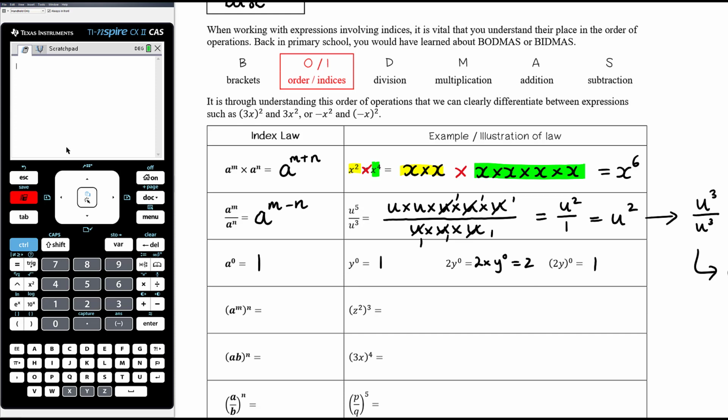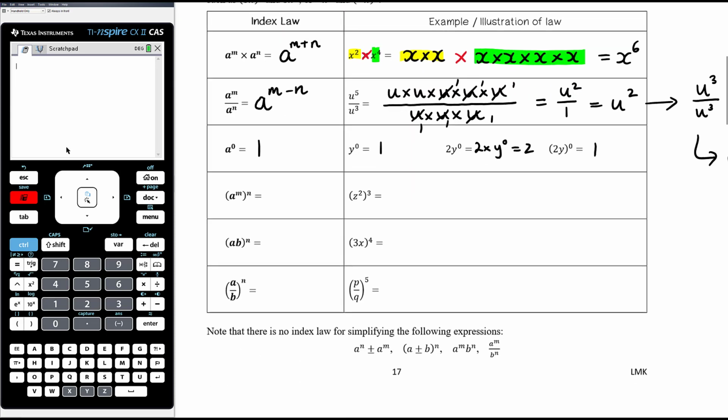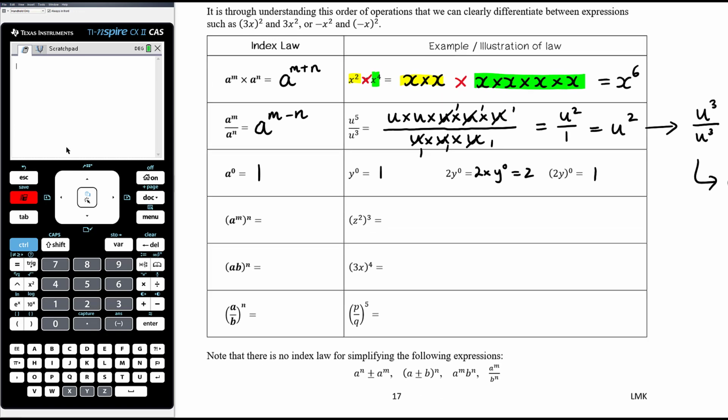Okay, so again, that order of operations distinction is important. If we have one power after another, so we've got a to the power of m and then to the power of n, let's think about that with this example. If we have z squared and then all of that cubed, essentially we have z squared being cubed. So z squared times z squared times z squared.